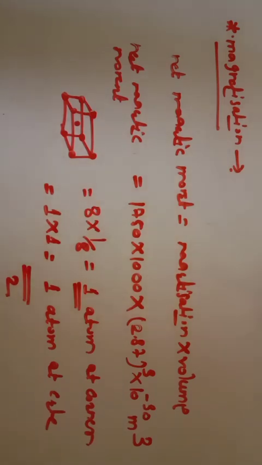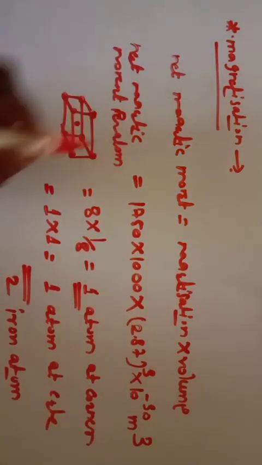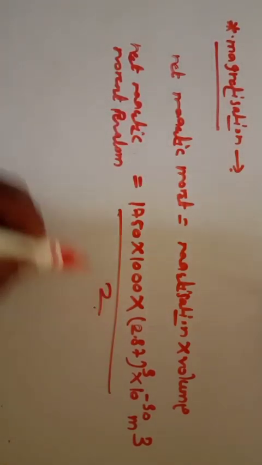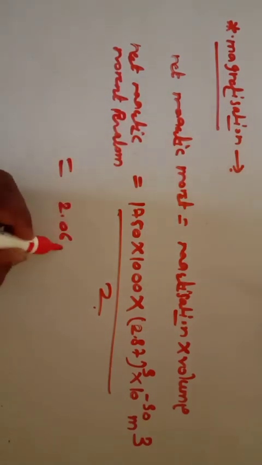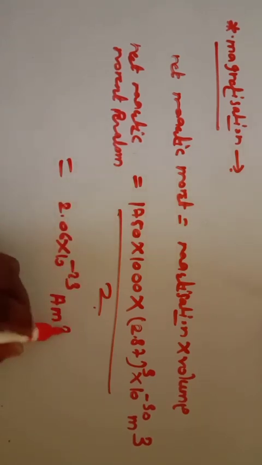So you have to find out the net magnetic moment per atom, per iron atom. We know that there are 2 iron atoms, so you have to find out the net magnetic moment per atom. So you have to divide this value by 2 to get the net magnetic moment. And if you solve it, then we get 2.06 into 10 raised to minus 23 ampere meter square.